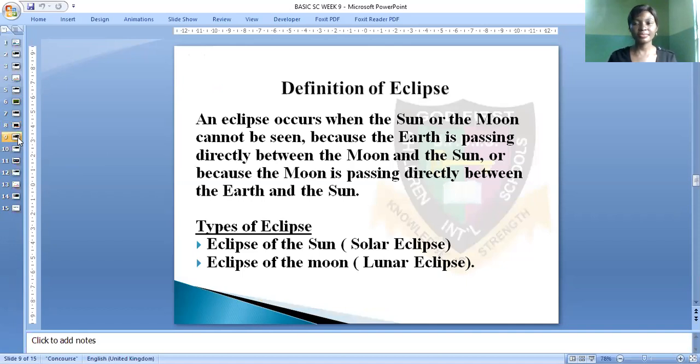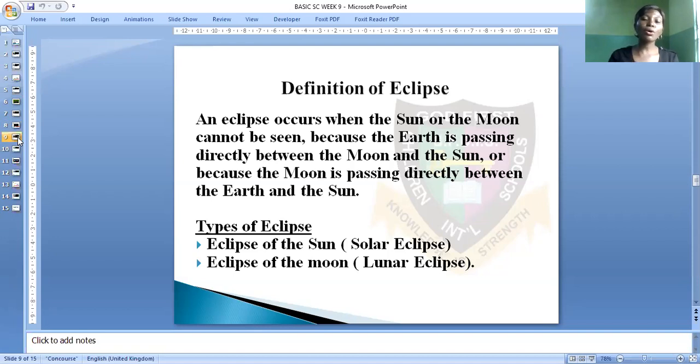definition of eclipse. An eclipse occurs when the sun or the moon cannot be seen because the earth is passing directly between the moon and the sun, or because the moon is passing directly between the earth and the sun. That is, something is blocking the sun or the moon from being seen.